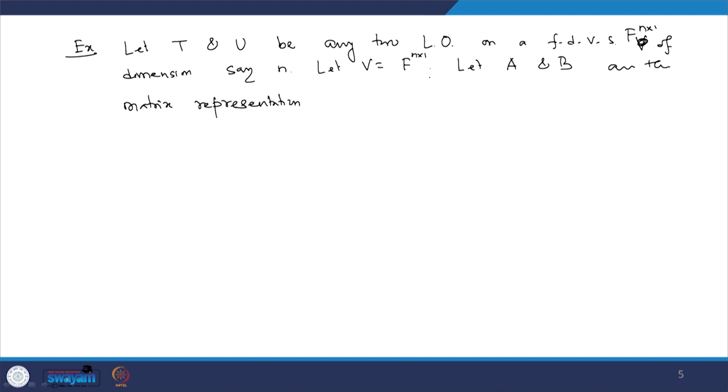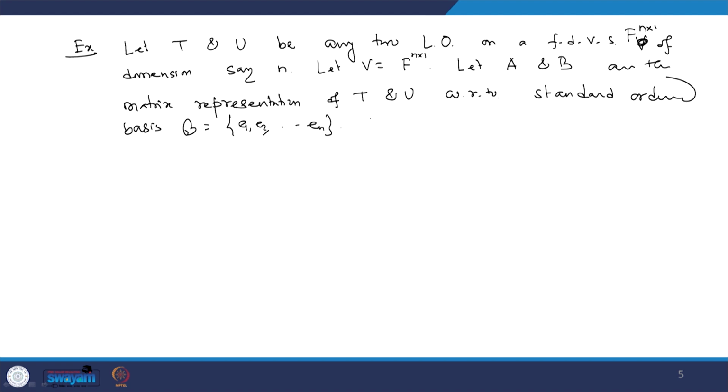Let A and B be the matrix representations of T and U with respect to the standard ordered basis B equal to E1, E2 up to En. Consider the following problems associated with AB and BA.